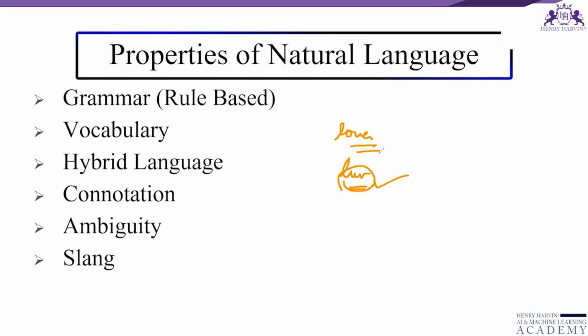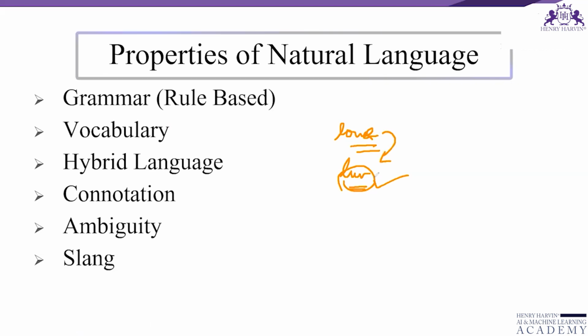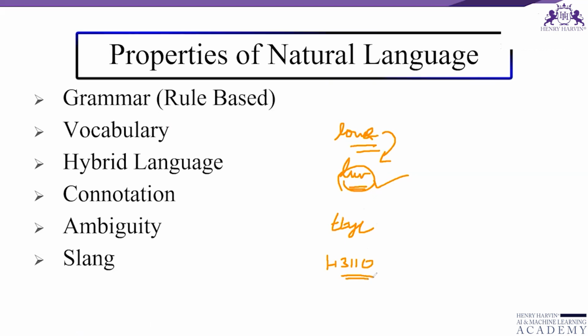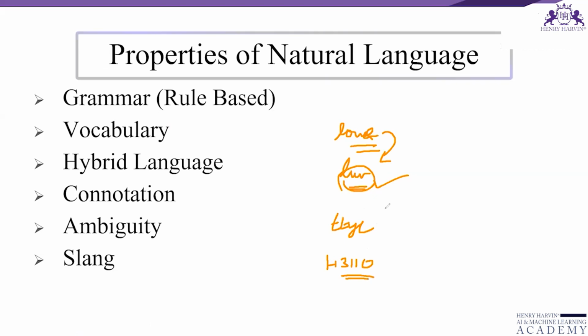Can we expect the laptop or the computer or the machine to understand that this "LUV" means love? Or else sometimes we are using some hashtags, or short forms like TTYL, right? And sometimes we write "hello" in different ways. So how will the computer or the machine understand these differences among all these?